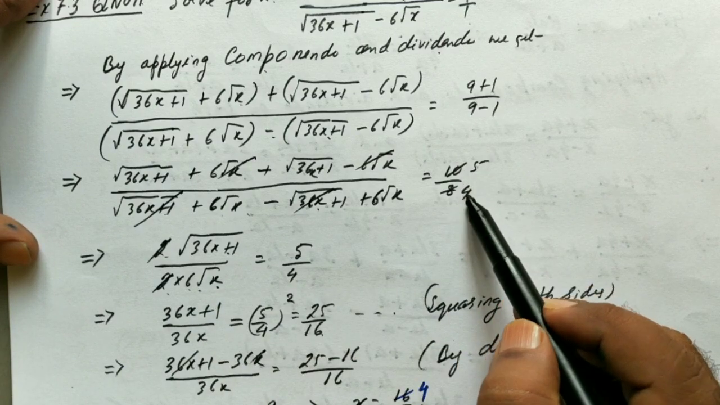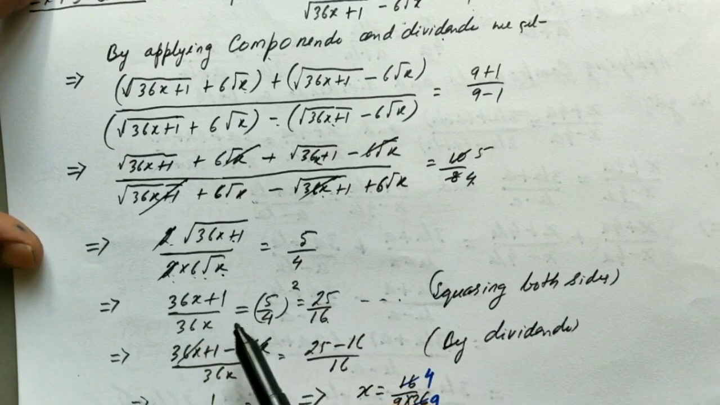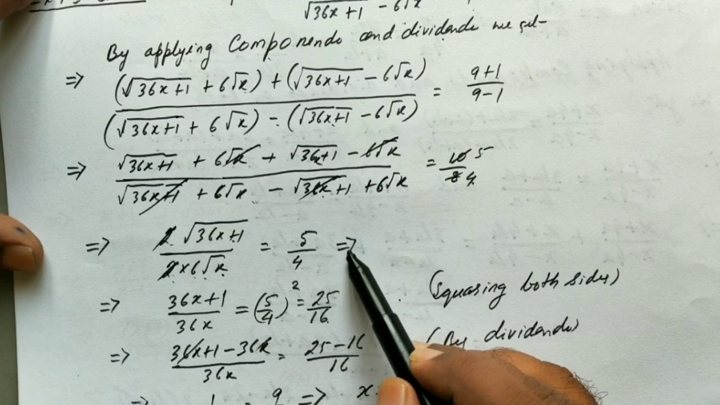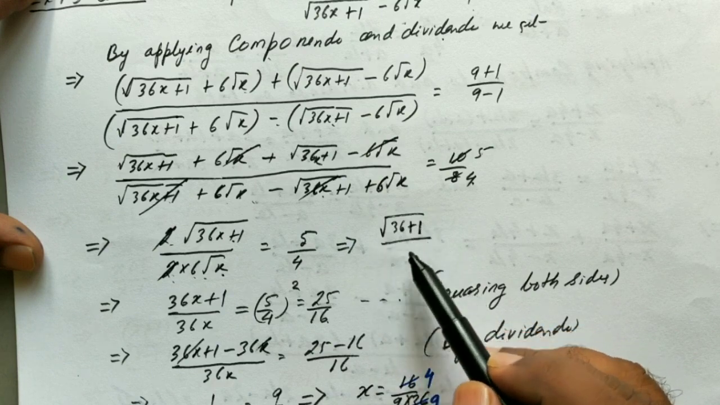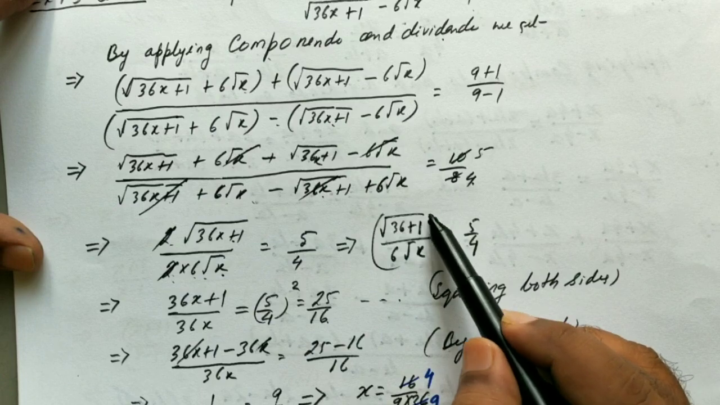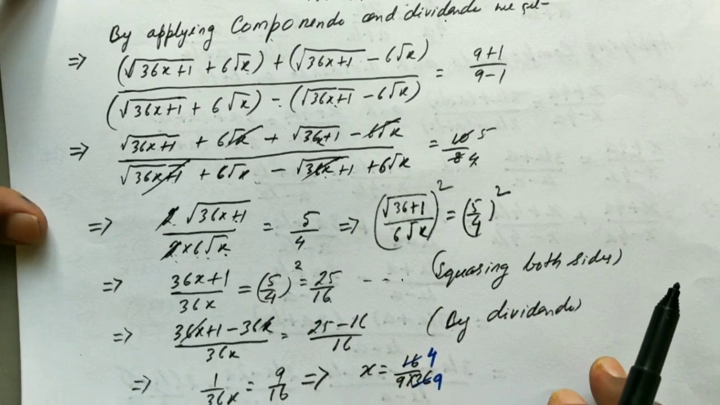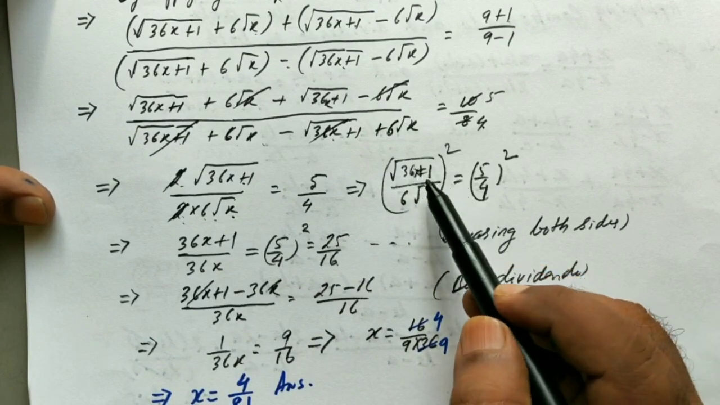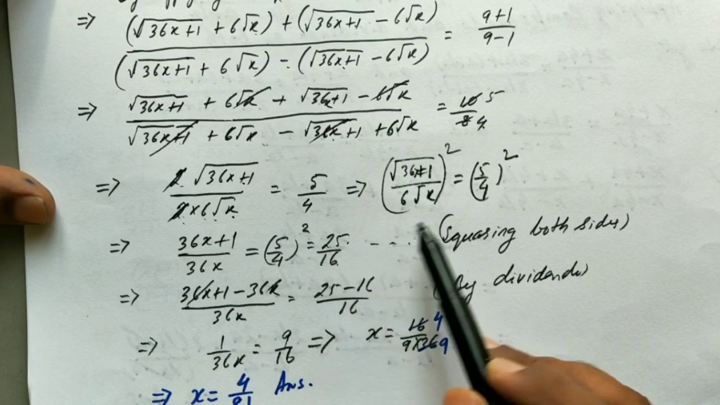And this is 2 fives are 10, 2 fours are 8. 2 gets cancelled. Now the next step, by squaring, that is, root of 36x plus 1 by 6 root x is equal to 5 by 4. I have squared it. And then I have got this 36x plus 1 by 6 root x, and here 5 square is 25 and 4 square is 16.